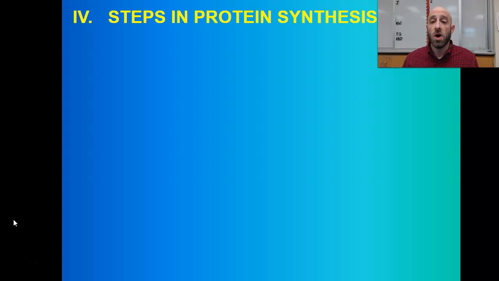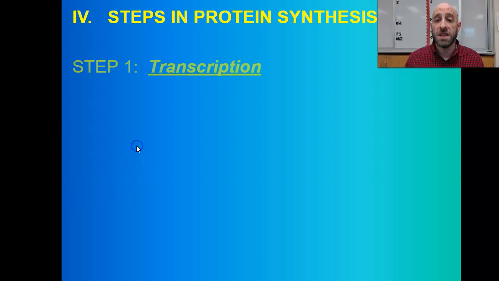So what we're going to talk about today is, how do we actually make these proteins? And it is a two-step process. And today we're going to talk about the first step. And the first step is called transcription. So what does transcription mean? Well, the word to transcribe, right? Transcription means to transcribe. What does transcribe mean?